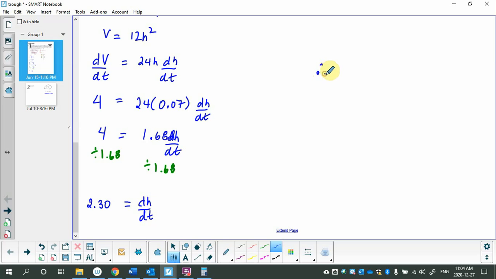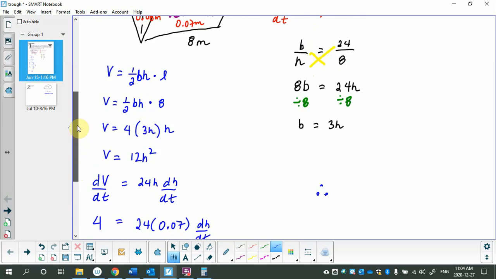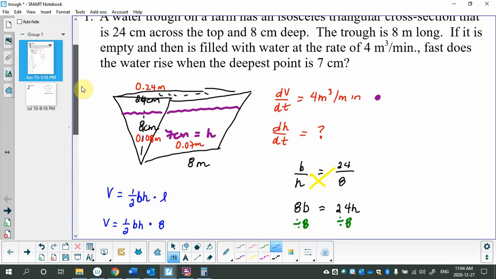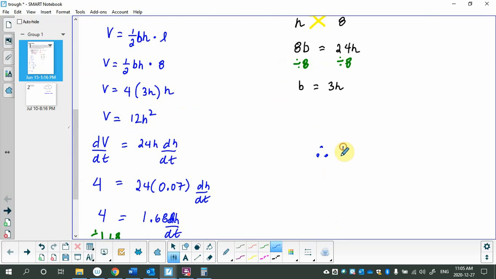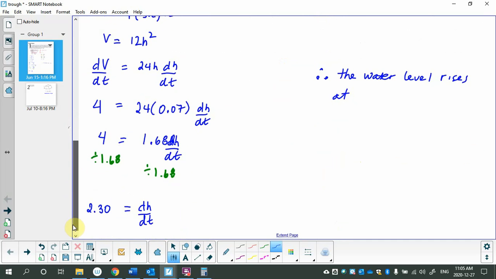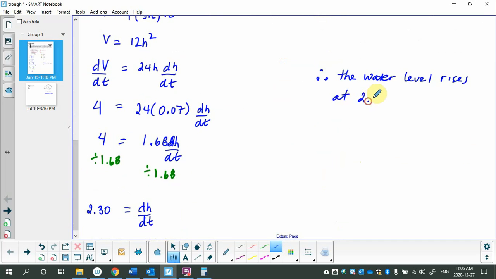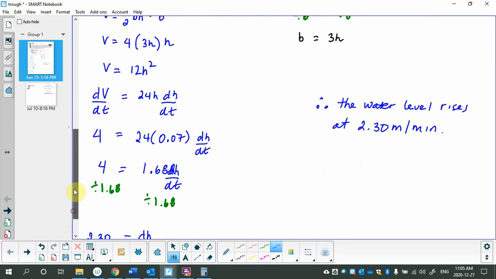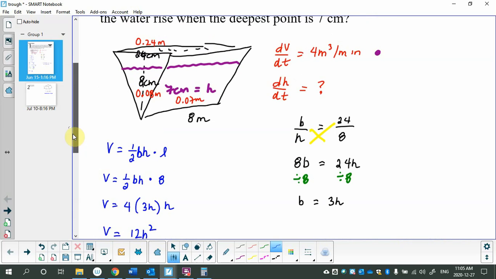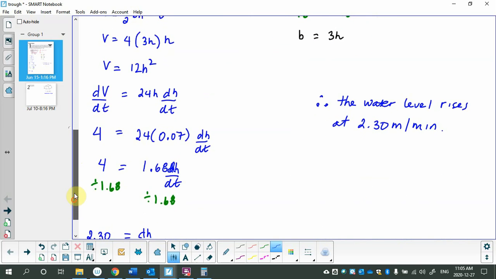So therefore, the water level rises at 2.30 meters per minute. Let me just double check that. Yep, meters for height, minutes.